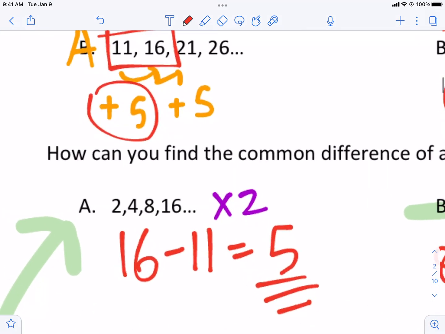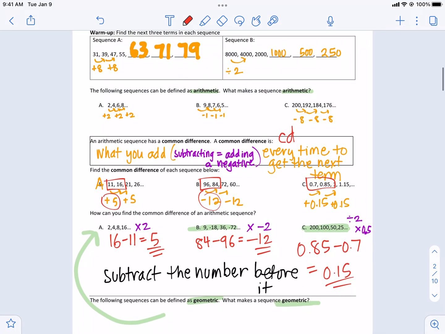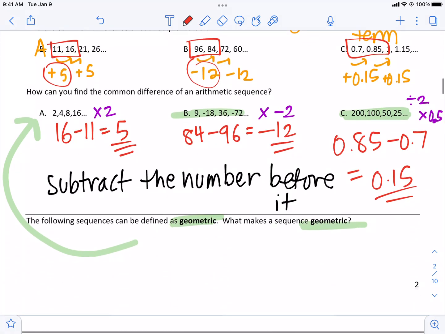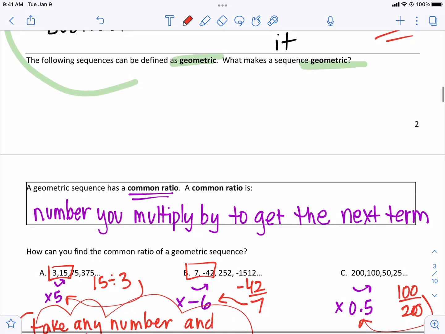Where are my geometric sequences? All right, a common difference is what you add to get to the next term in an arithmetic sequence, and a common ratio is what you multiply by to get to the next term.